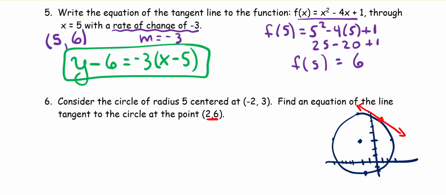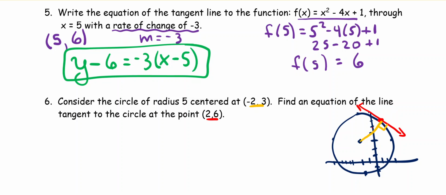Well, why did they give me the center of the circle? There has to be a reason for it. And the reason is this. Do you remember from geometry? What is true about radii and tangents? Well, they intersect at right angles. For that reason, now I can find the slope of the radii using these two ordered pairs, and then the opposite reciprocal slope would be the slope of my red tangent line.